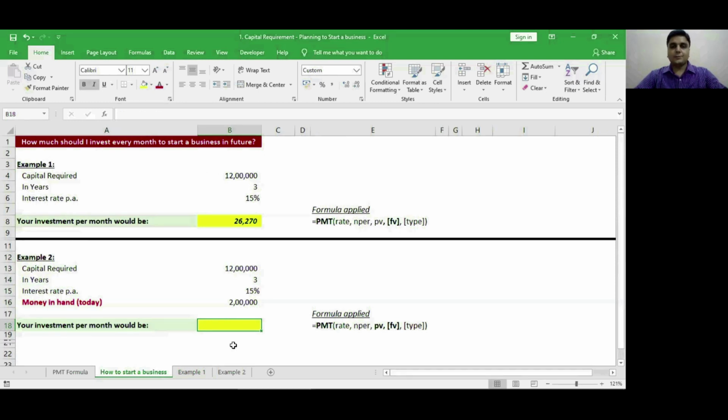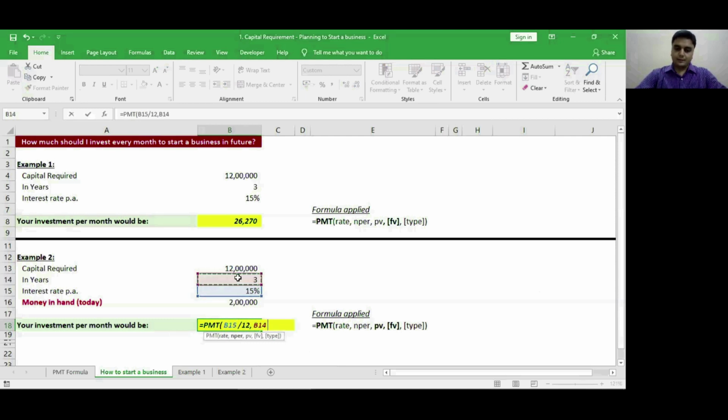So now how much money or how much additional amount should I invest on a monthly basis so that after 3 years, my total corpus becomes 12 lakh? So again, I will use PMT function. I will mention rate as 15% divided by 12. Number of period will be 3 into 12.